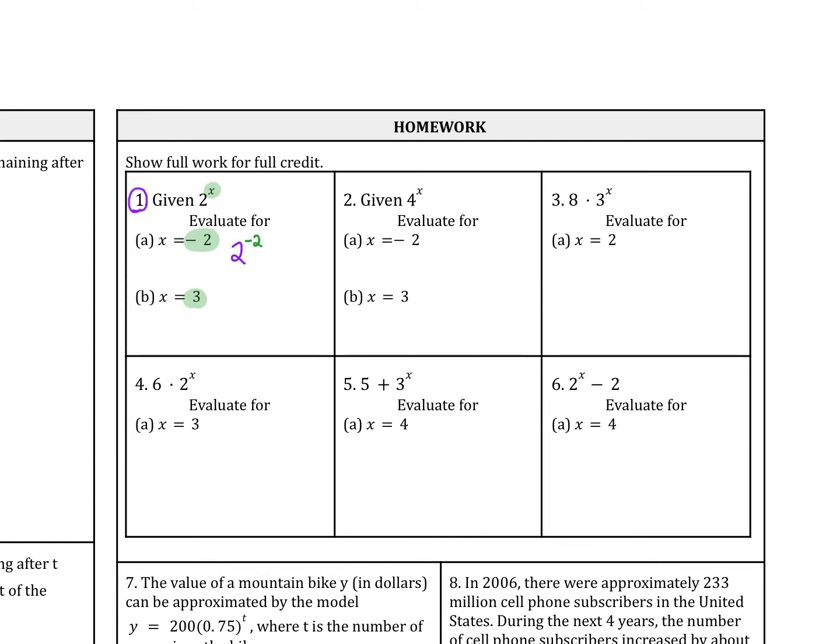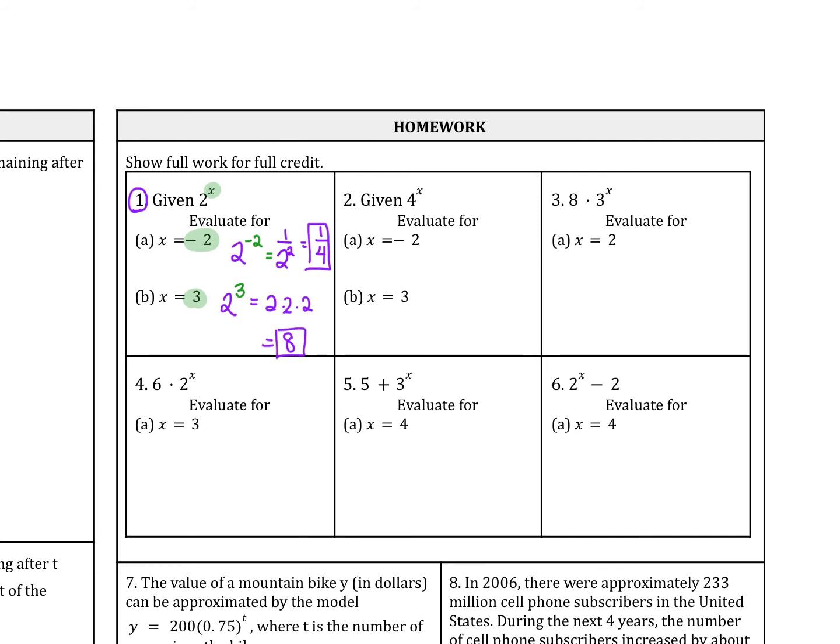You're just substituting. Now remember, this is great because it's a review from last chapter. So 2 to the -2, when you have a negative exponent, it means it flips to the other side of the fraction bar, and now it's a positive exponent. And then 1 over 2 squared is 1 over 4. Then x equals 3, so we're going to do 2 to the 3rd power. 2 to the 3rd power is 2 times 2 times 2, so that is just 8.